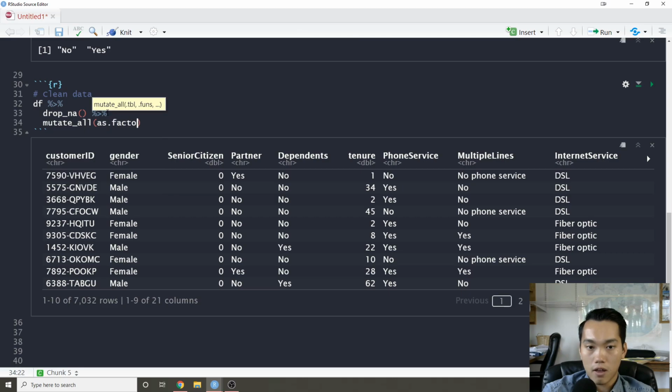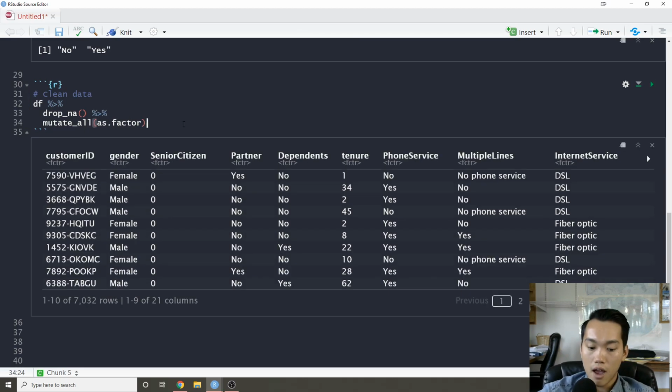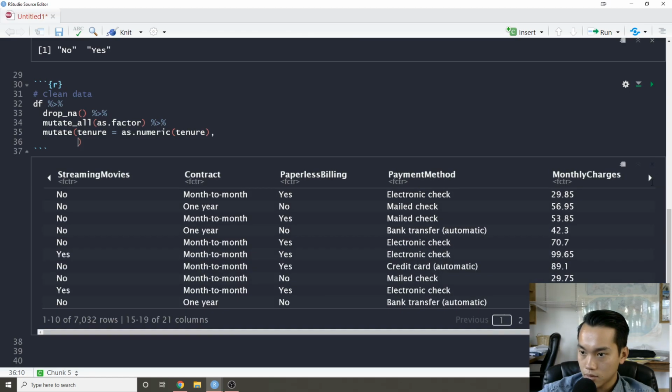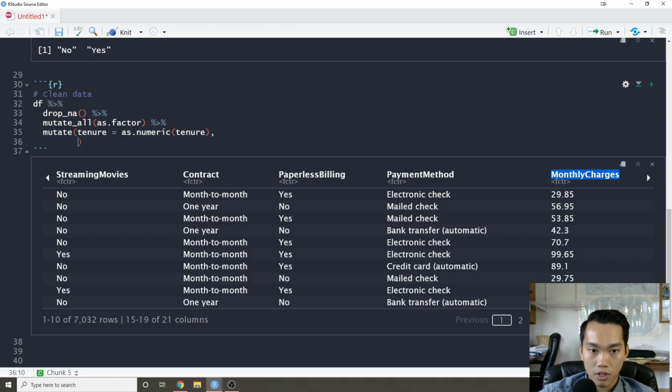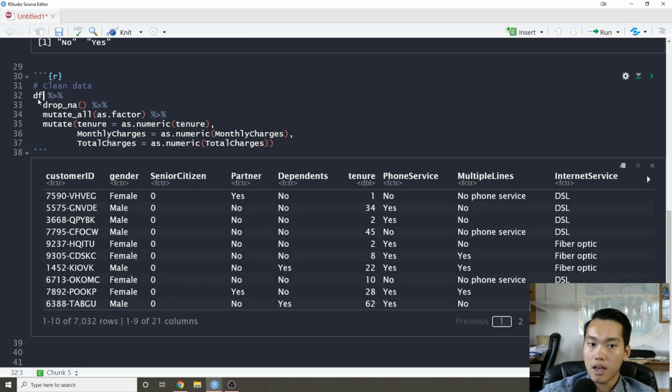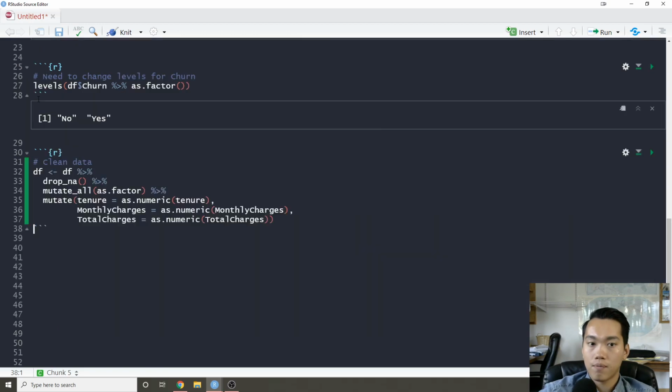So as dot factor. And now I'm going to actually fine tune and convert a few features into numeric features. In this case, we're going to say tenure is a numerical feature. Monthly charges is a numerical feature or continuous feature. And let's see here, total charges is our numerical feature. So as dot numeric total charges. Cool. So we did that, and that will be our data cleaning.